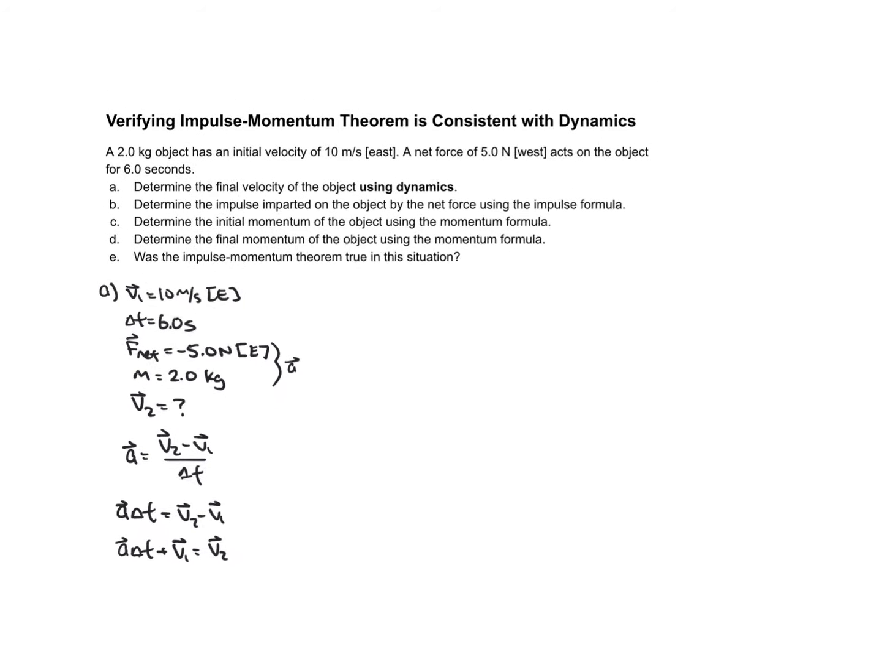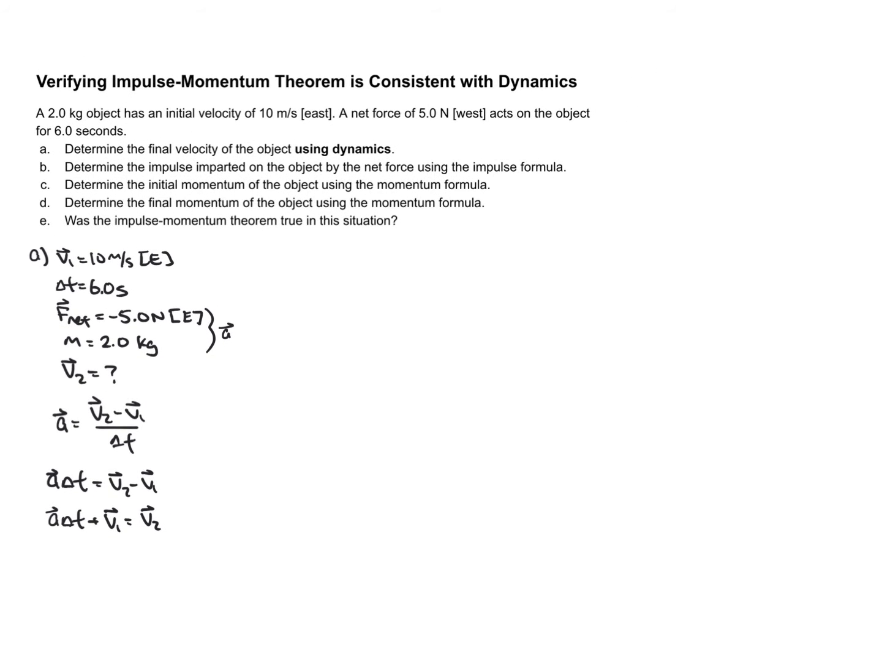As for the acceleration, it's going to be net force divided by mass according to Newton's laws. I'm putting the v2 on the left side, just as my preference. So acceleration will be the net force over the mass. That'll be multiplied by the time added to v1. And I'm ready to substitute values. So negative 5 newtons over 2 kilograms times 6 seconds added to 10 meters per second east.